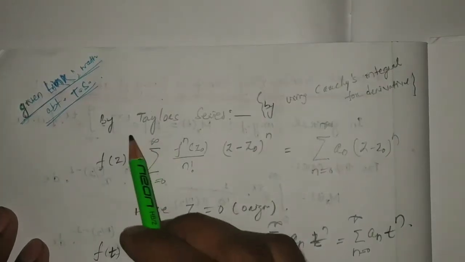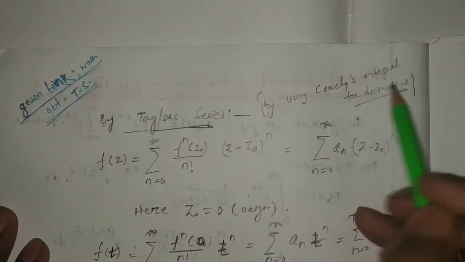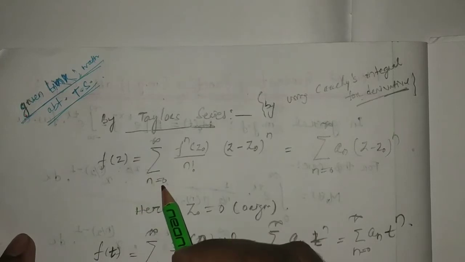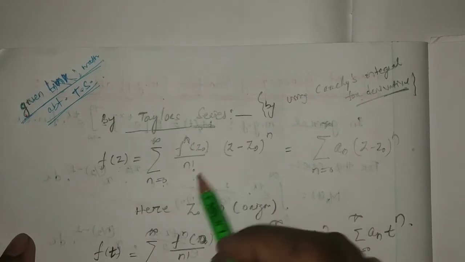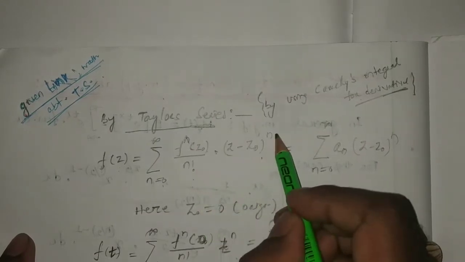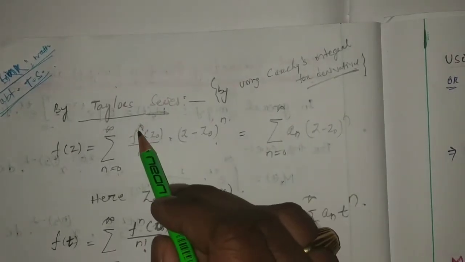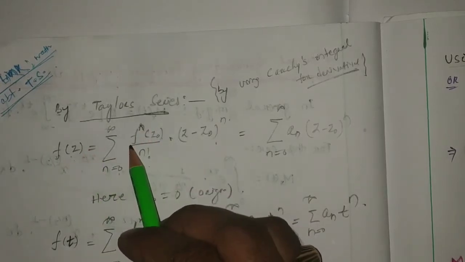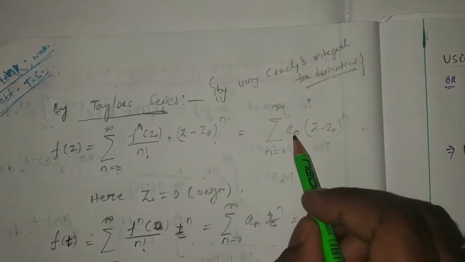So according to the Taylor series, by using Cauchy's integral for derivatives, we found that if f(z) is a function, its expansion will be the summation over n equal to 0 to infinity of f^n(z0) by n factorial into (z minus z0) to the power n. Or we can write a_n instead of f^n(z0), meaning the nth time derivative of f(z) with z equal to z0. This can be written as a_n (z minus z0)^n.